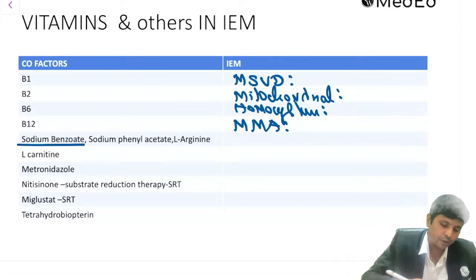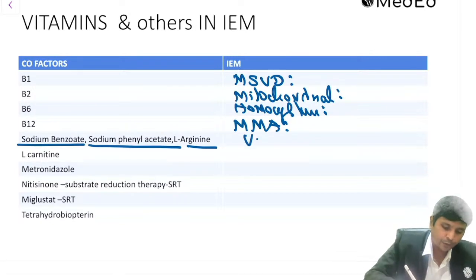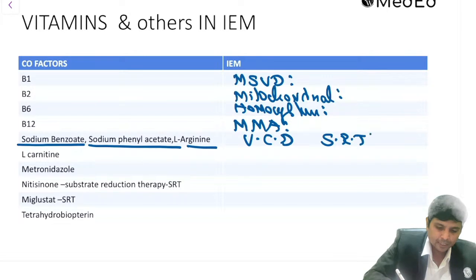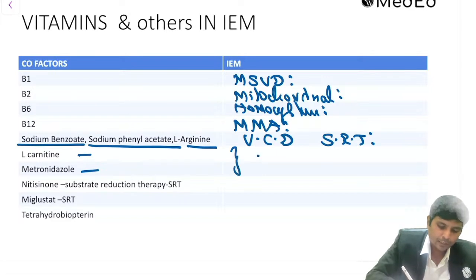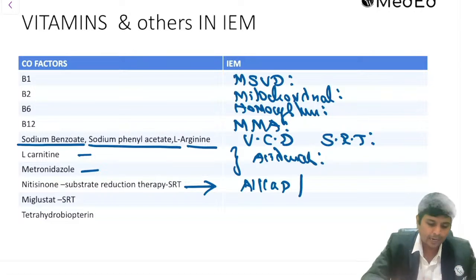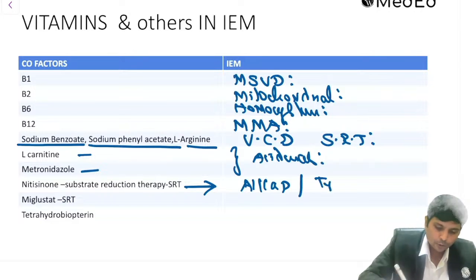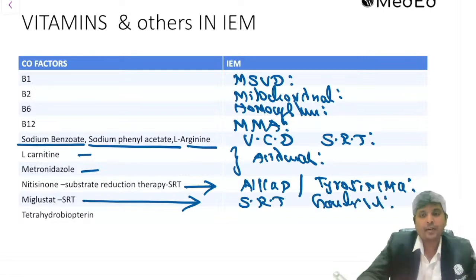And what is this? Sodium benzoate, sodium phenylacetate, arginine. All are used in urea cycle disorder as substrate reduction therapy. Your carnitine and metronidazole are used in organic acidurias. Where will you use this nitisinone? Nitisinone is used in alkaptonuria, and also it is used in tyrosinemia. Where will you use this miglustat? Miglustat is used as a substrate reduction therapy in Gaucher's disease.